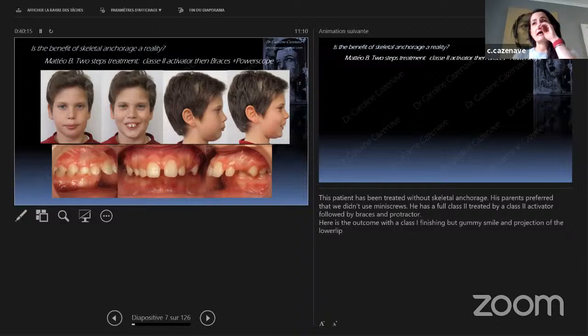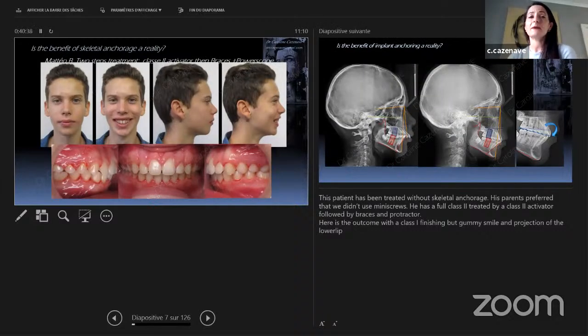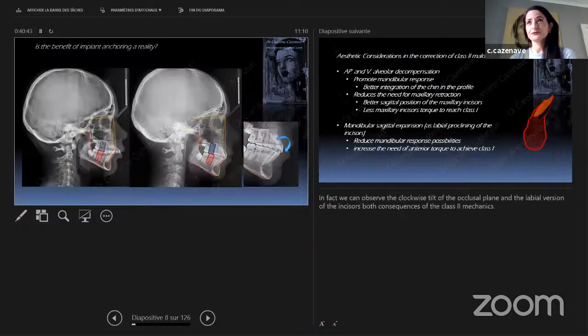This patient has been treated without skeletal anchorage. His parents preferred that we didn't use mini screws. He has a full class 2 treated by a class 2 activator, followed by braces and protractor. So here is the outcome with a class 1 finishing, but a gummy smile and a projection of the lower lip. In fact, we can observe the clockwise tilt of the occlusal plane and the labial version of the incisors, both consequences of the class 2 mechanics.